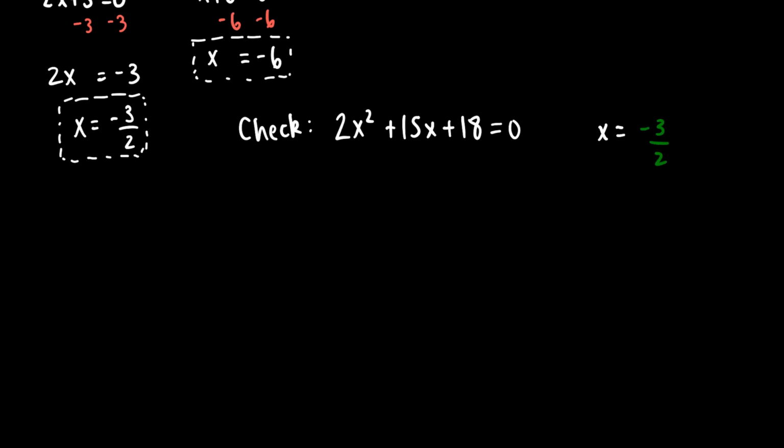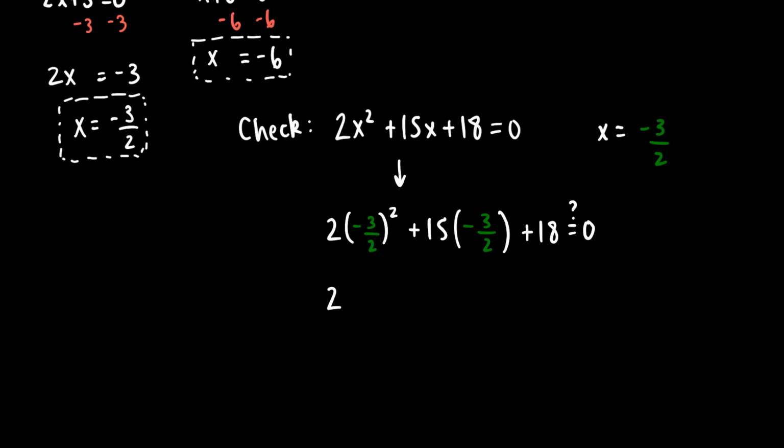Okay, so what I'm going to do is I'm just going to rewrite this now. And whenever I see an x, I'm just going to put in negative 3 halves there. So 2 times x squared plus 15 times x plus 18 is equal to 0. I'm not saying it's equal to 0. I'm checking to make sure it's equal to 0. So I'm just going to put that little question mark above the equal sign.